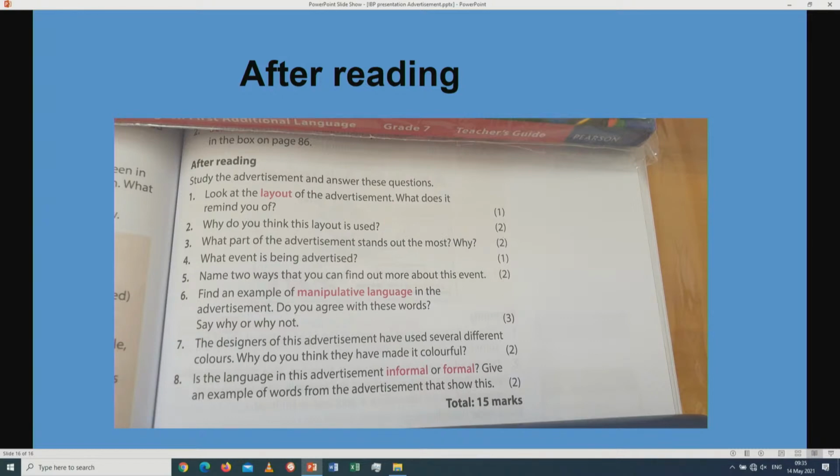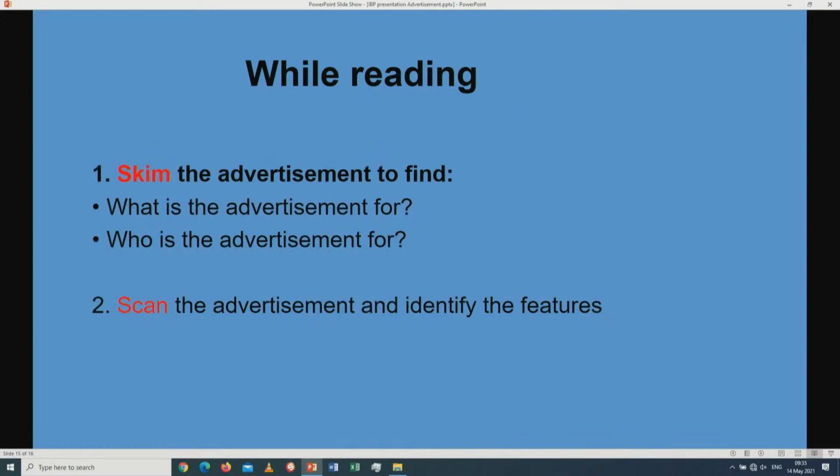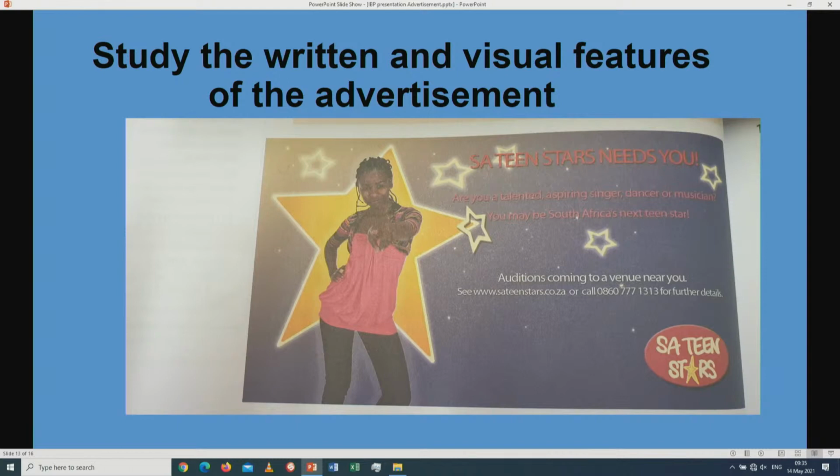Why do you think this layout is used? Let's look at the layout again. Why do you think this layout is used? The layout makes a dramatic appeal to the reader and persuades the reader that he or she needs to enter the talent contest. I repeat, the layout makes a dramatic appeal to the reader and persuades the reader that he or she needs to enter the talent contest.